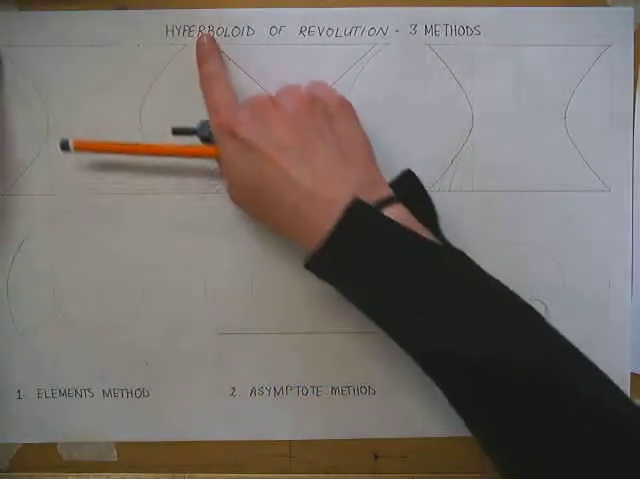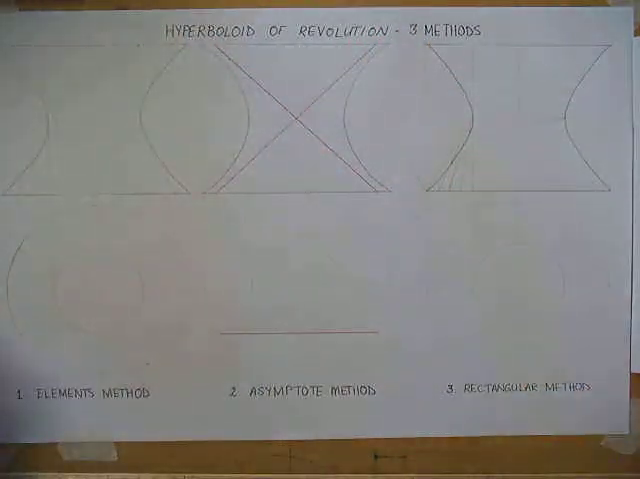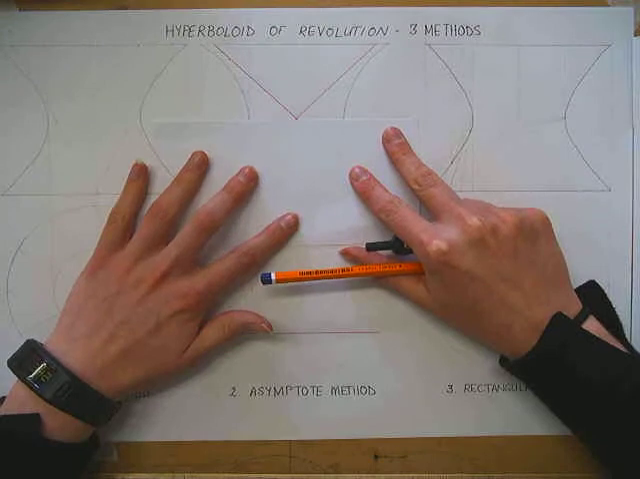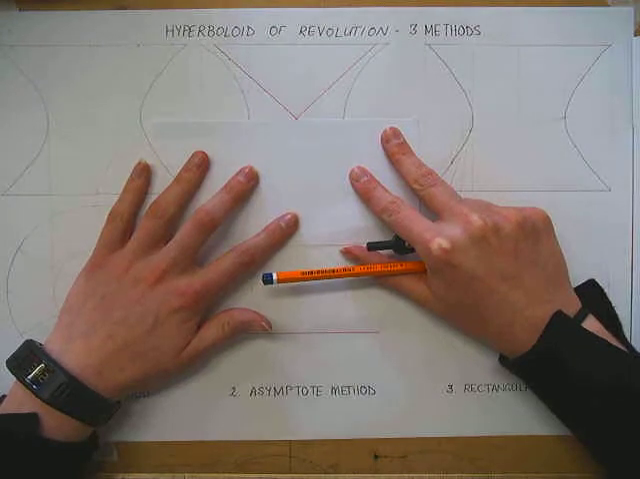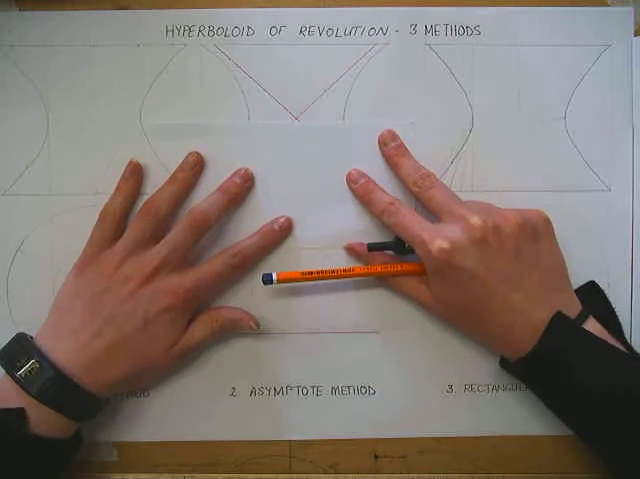So we've done all 3 methods, all getting the exact same curves each individual time. Just a few things to note. In a lot of questions, you only seem to get half of the hyperboloid of revolution, or maybe 3/4.